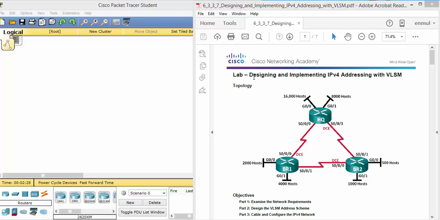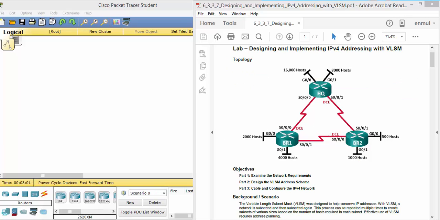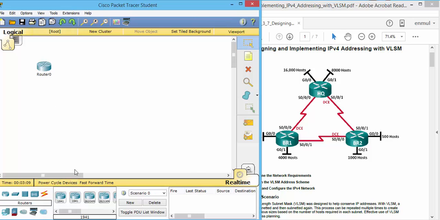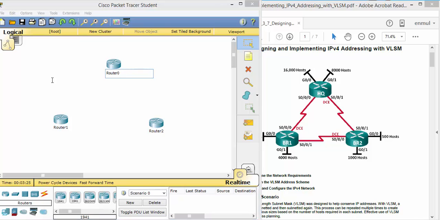Now, lab: designing and implementing IPv4 addressing with VLSM. We use a 1941 router, another 1941, and another 1941. We name this one HQ. This is the HQ router.